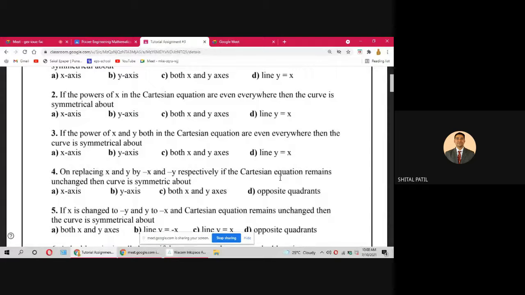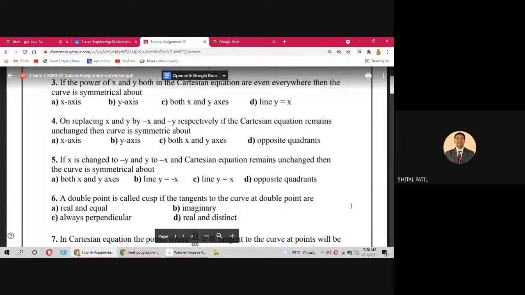In second quadrant, x is negative, y is positive. Now exactly opposite in the fourth quadrant, x is positive and y is negative. So symmetry in opposite quadrant. Okay. Then question number 5. If x is changed to minus y and y to minus x, so x equal to minus y and y equal to minus x. So symmetry about the line y equal to minus x.